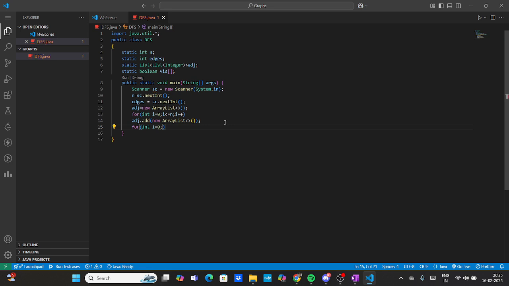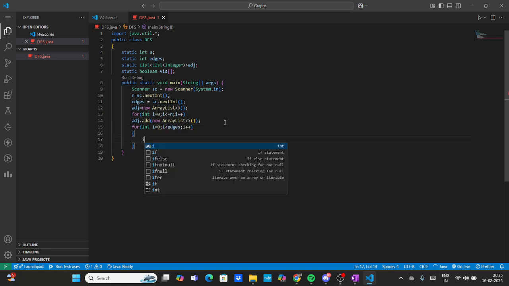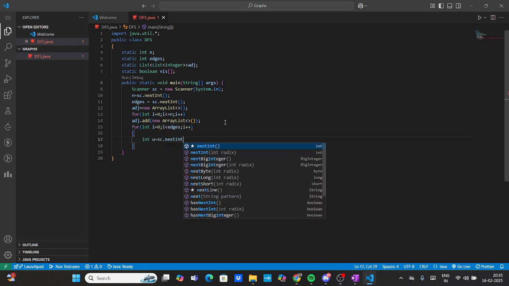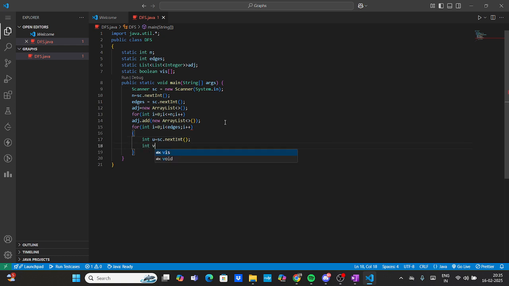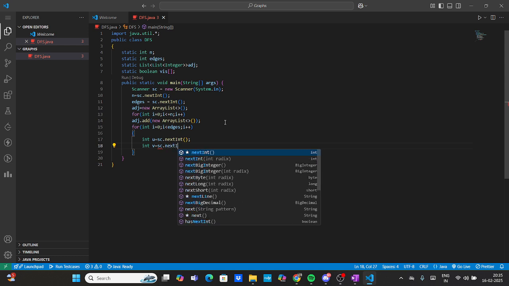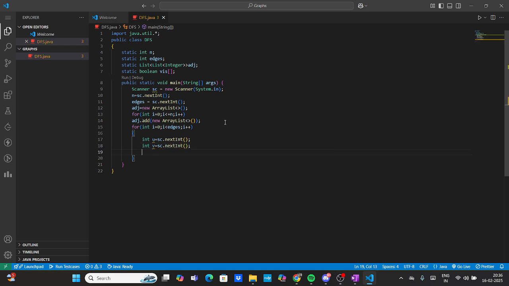Now we will read the edge information. For an edge I will read two nodes, right? Which are the two nodes having that edge? Now what I need to do is go to u and add v, because u is having an edge with v. I will go to v and add u. So that my graph is ready. Clear? Yes. Okay, next.